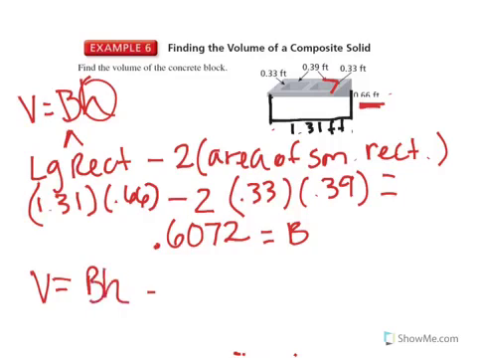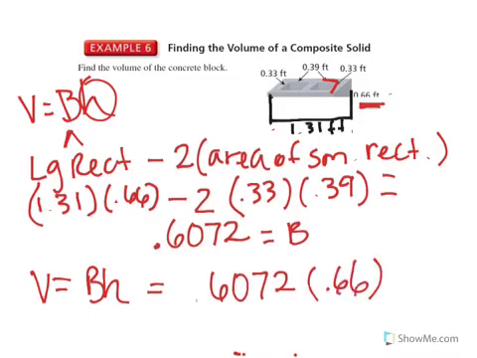So we're going to go ahead and multiply 0.6072 times the height of our prism, which would be multiplying it times 0.66, and we should get approximately 0.40. So the volume of this composite figure is about 0.40 cubic feet, so feet cubed. And that is the end.